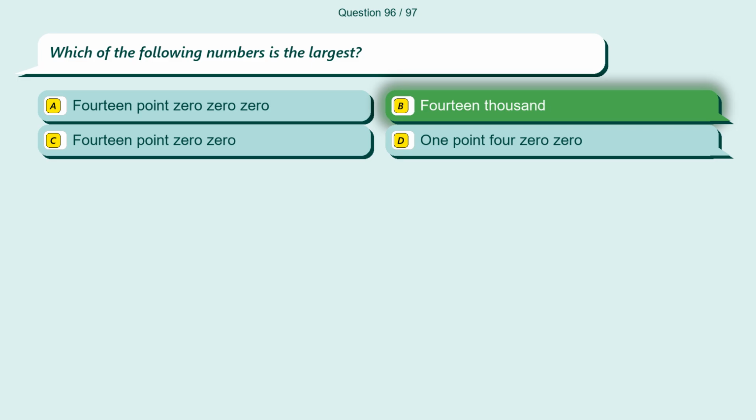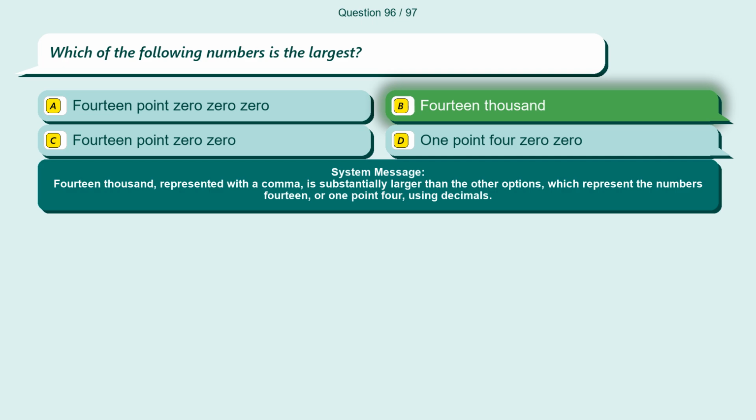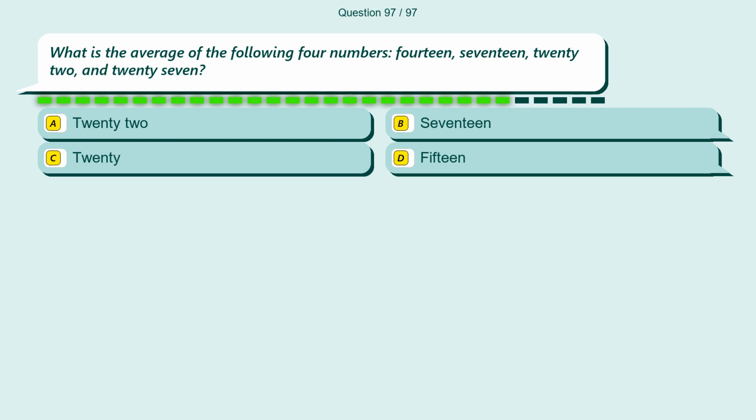The correct answer is option B, 14,000. 14,000, represented with a comma, is substantially larger than the other options, which represent the numbers 14 or 1.4 using decimals. Question 97. What is the average of the following 4 numbers, 14, 17, 22, and 27? Option A, 22. Option B, 17. Option C, 20. Option D, 15.